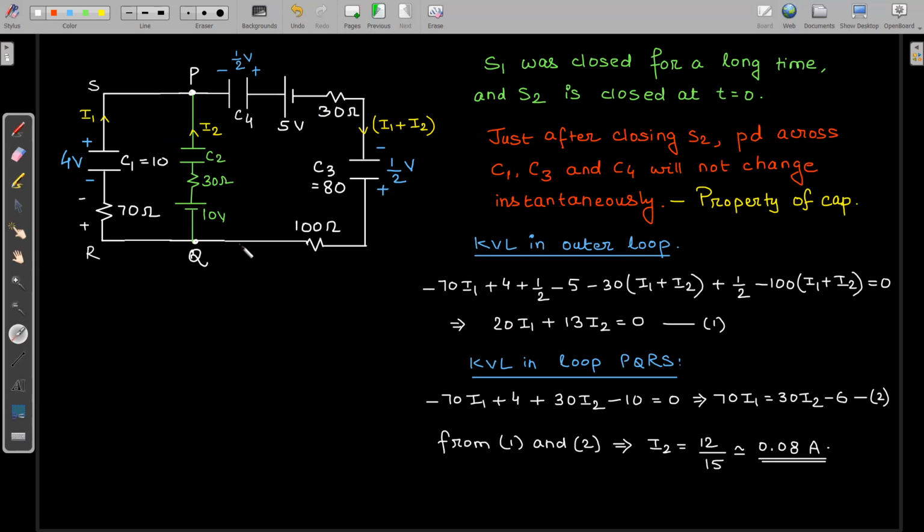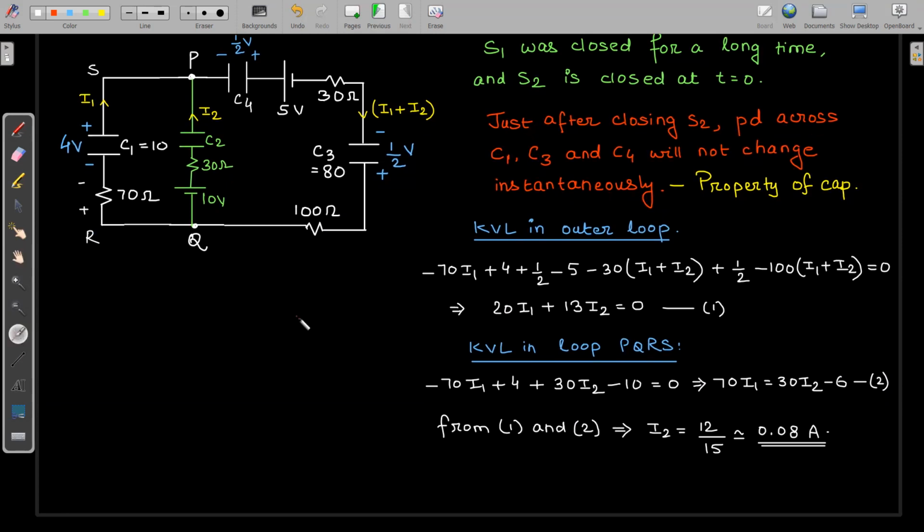Next, we are applying KVL in this loop RSPQ. You can see this loop over here. Now remember that before closing the switch S2, there was no charge on this capacitor C2, right? So just after closing the switch S2, capacitor C2 is not going to offer any potential difference because the charge on C2 is 0. So the potential difference across C2 is also 0. When you're writing KVL, the potential drop across C2 is going to be 0 just after closing the switch.